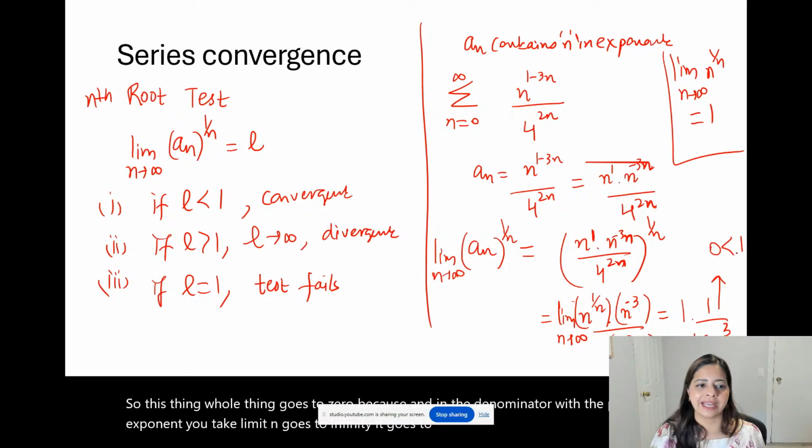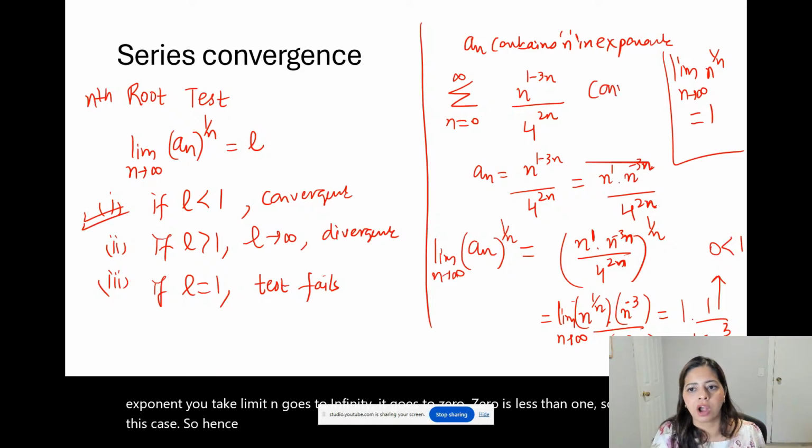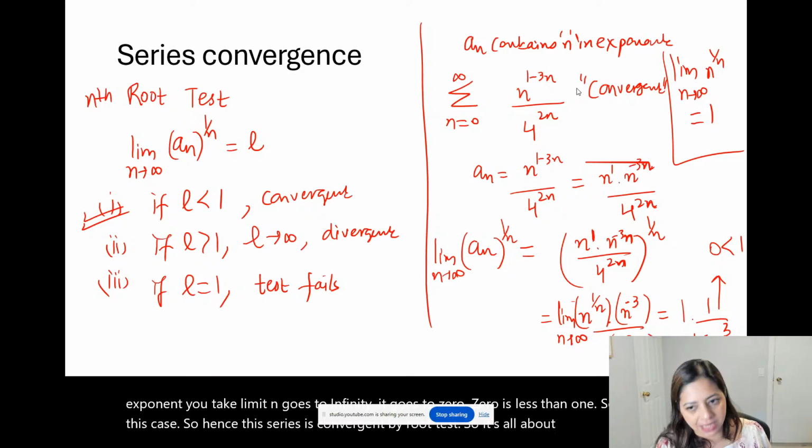0 is less than 1, so it falls into this case. Hence this series is convergent by the root test. So it's all about recognizing which test is applicable.